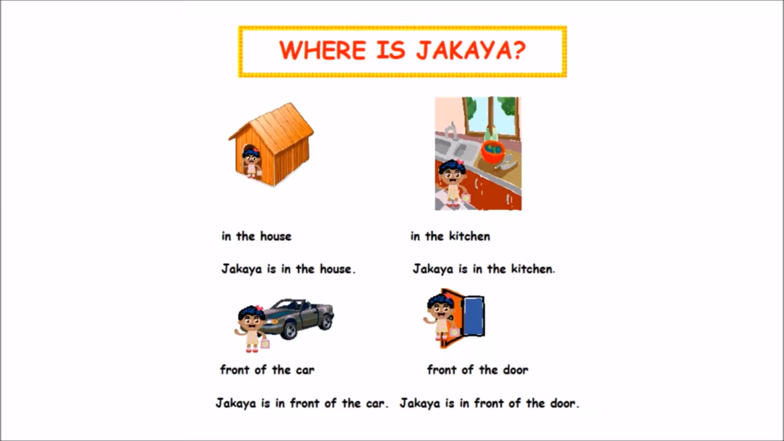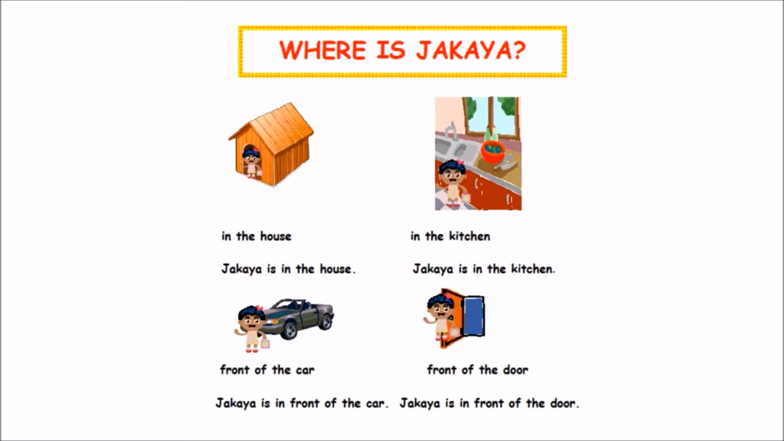They should point to Jakaya that's standing in the kitchen. If they don't do that and they point to the girl that's in the house, or they point to the girl that's in front of the car, then you lead them to the correct picture, and then you take that opportunity to review each spatial concept with each picture individually.